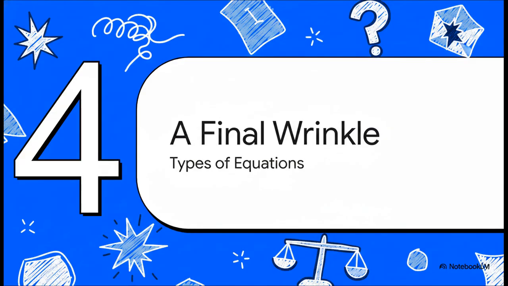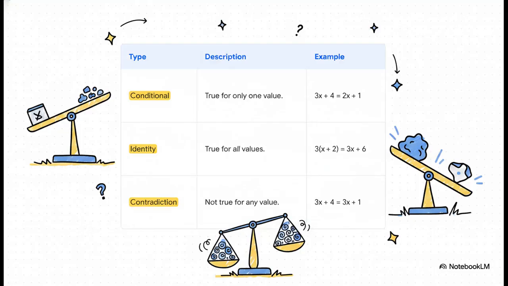But just when you think you've got it all figured out, there's one last little wrinkle. Sometimes, when you try to solve an equation, something kind of surprising happens. It turns out equations pretty much come in 3 flavors. Most are conditional, meaning they're true for just one specific answer, like we just found. But sometimes you find an identity where it's true for any number you plug in. It's always balanced. And then there's the contradiction, an equation that can never be true. It's a scale that's just impossible to balance.